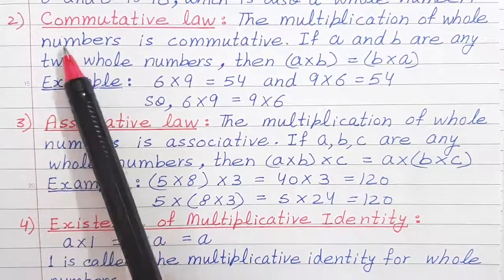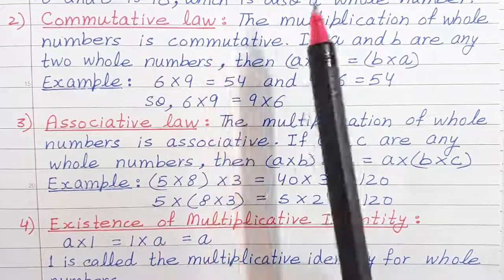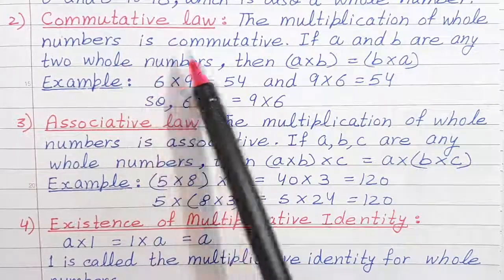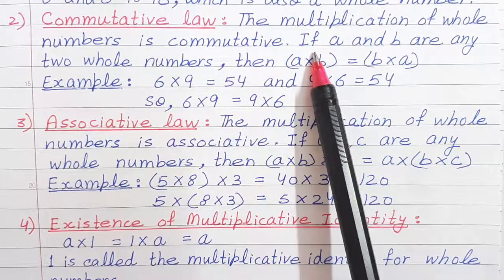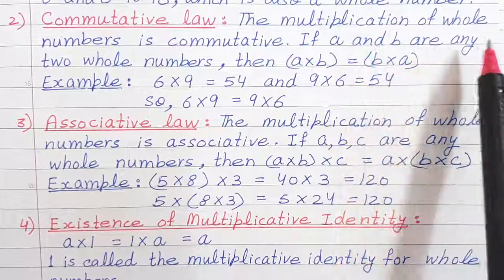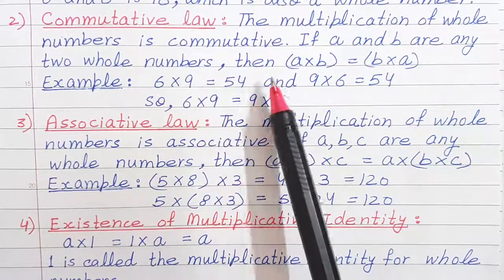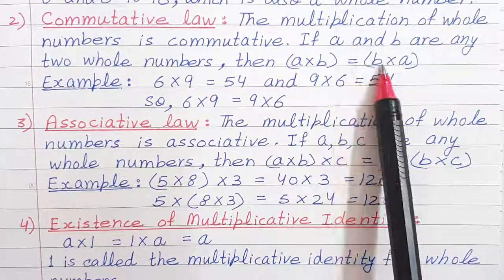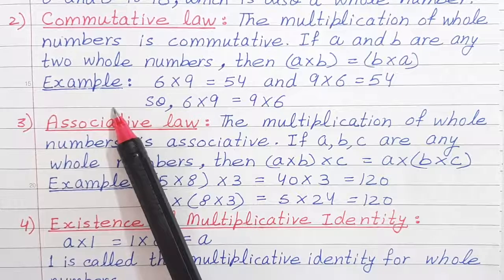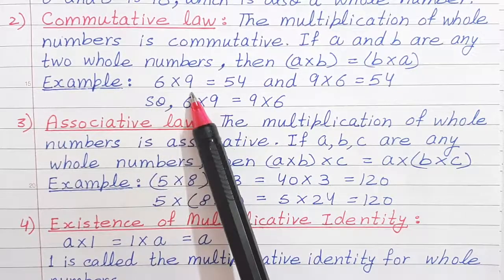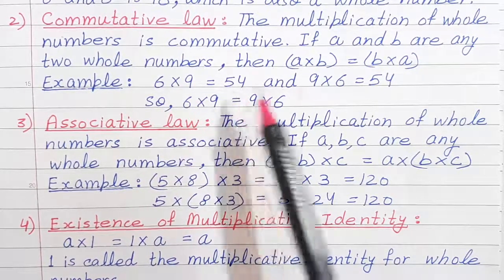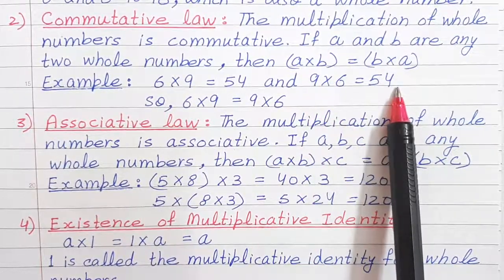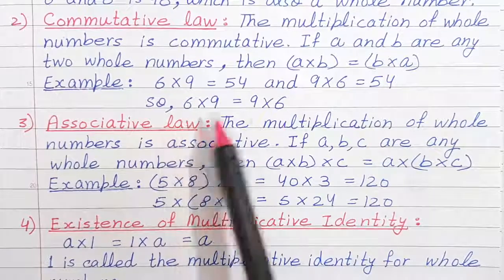Now the next is commutative law. The multiplication of whole numbers is commutative. If A and B are any two whole numbers, then A multiplied by B is equal to B multiplied by A. For example, 6 multiplied by 9 is 54 and 9 multiplied by 6 is also 54. Clear? So the two are equal.